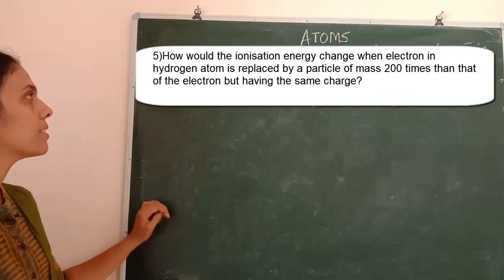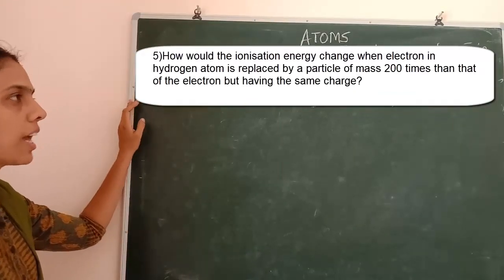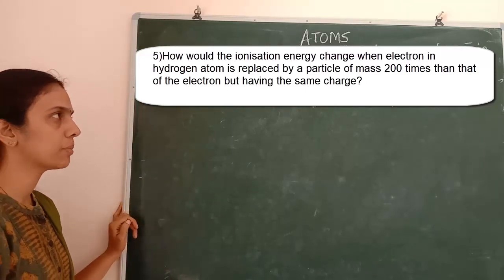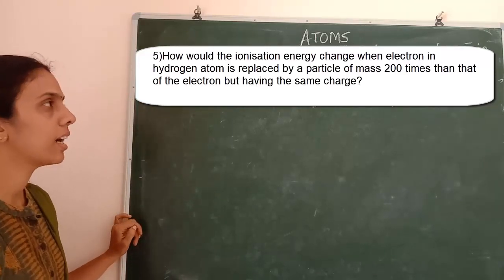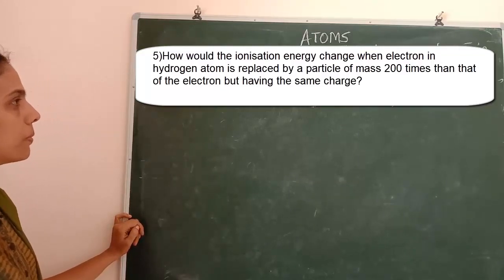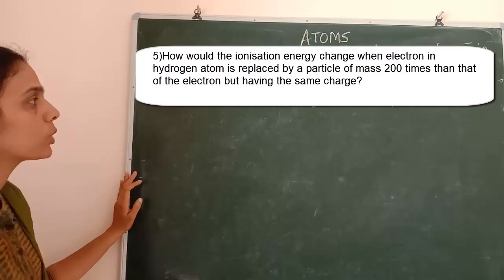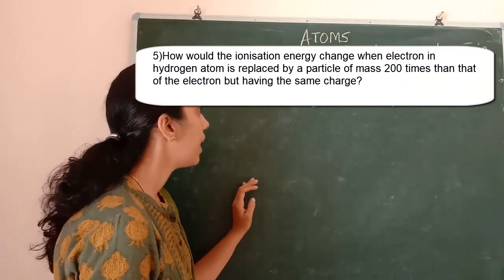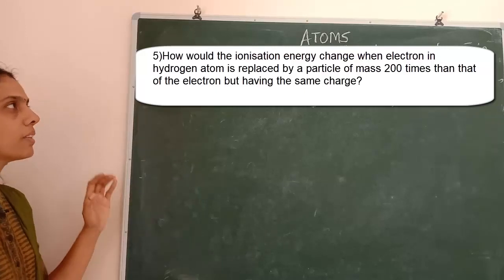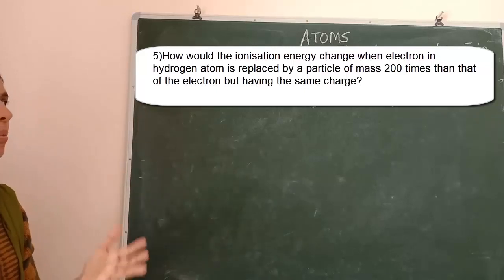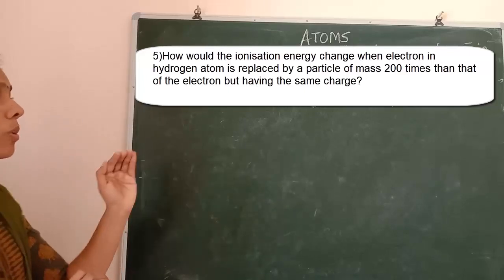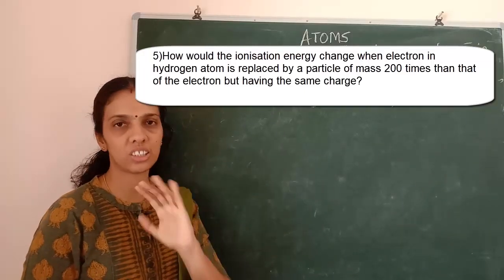So the next one is, how would the ionization energy change when an electron in a hydrogen atom is replaced by a particle of mass 200 times more than that of the electron, which is having the same charge? Okay, so the mass is increasing. We are just increasing the mass. At that time, what will be the ionization energy change?